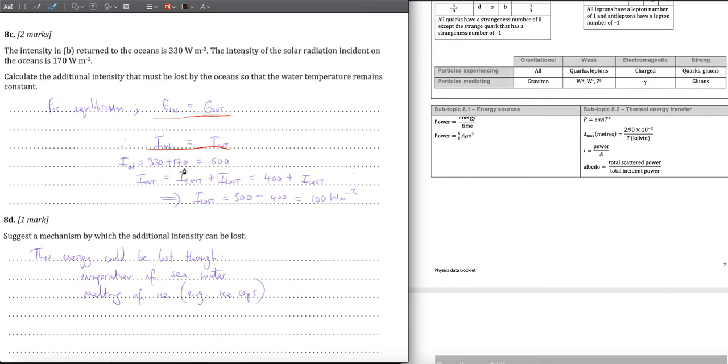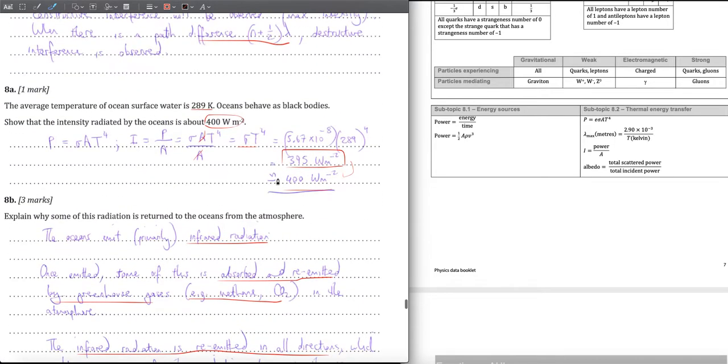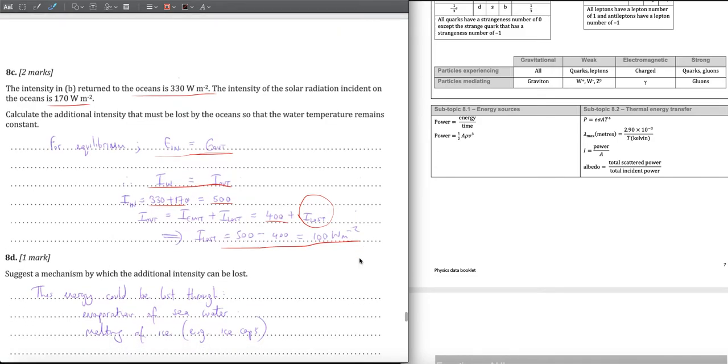Well, the intensity going in is, well, we've got 330 being returned to the oceans, and then we've also got some radiation from the solar radiation, which is 170. So we've got a total of 330 plus 170, which is 500 watt per meter squared going in. In the previous question, we calculated some outgoing radiation, which was an intensity of approximately 400. Well, there must be something else lost to balance that 500 coming in. There must be 100 watt per meter squared getting lost by the Earth in some other way.